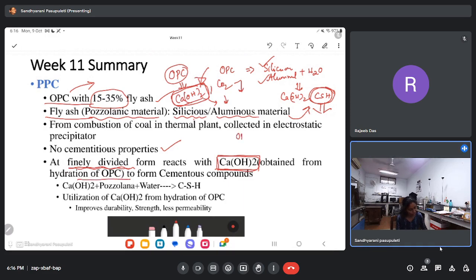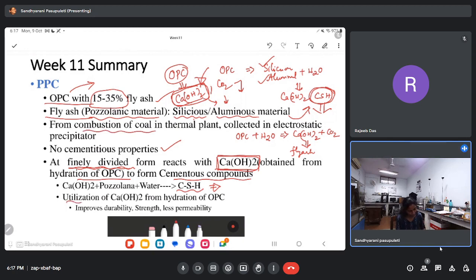So initially we already have OPC. This OPC will react with water and form Ca(OH)2, which is calcium hydroxide, and carbon dioxide. So this initial stage would continue. This calcium hydroxide which is formed, when mixed with the fly ash, will form some cementitious compounds. These cementitious compounds are nothing but the CSH gel compounds. These are the basic compounds that give the strength to the OPC. Usually this fly ash is obtained from the combustion of coal in thermal plants.